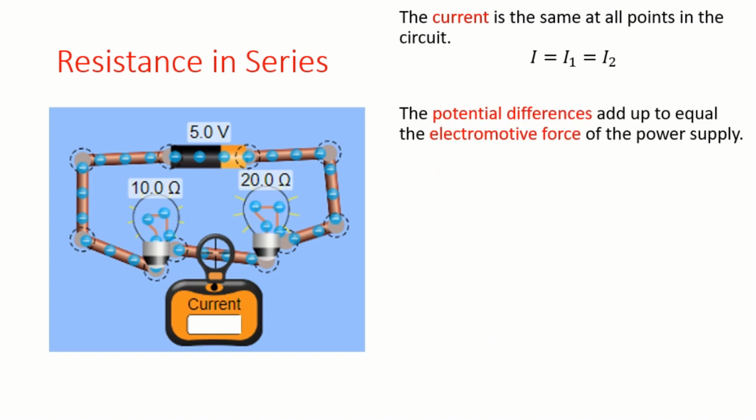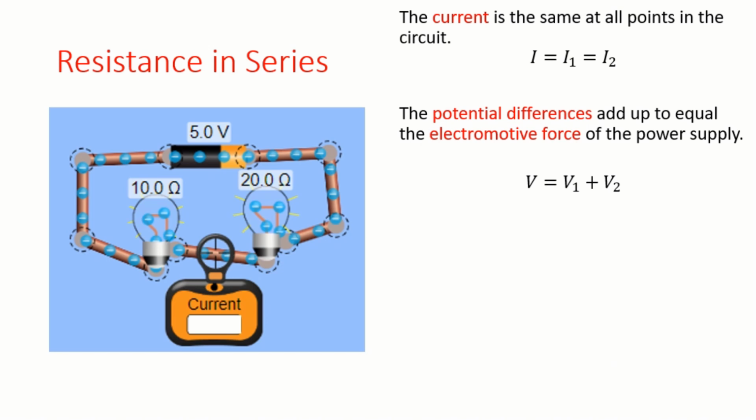Okay. Now, the next point that we make is that when we measure the potential difference, we notice that the potential differences always add up to what's called the electromotive force. That's the EMF of the power supply. Now, the EMF of this power supply is 5, and we're going to represent that with a capital V.